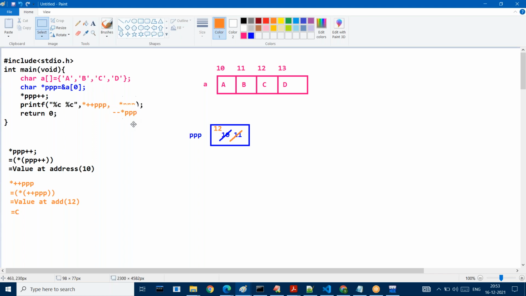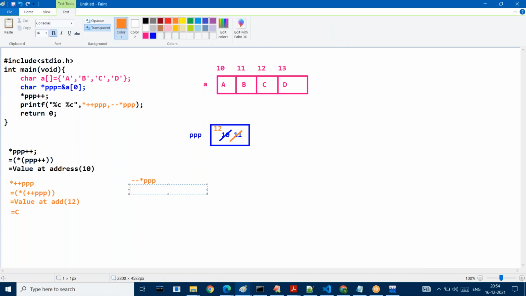Similarly, we have another one: minus minus star PPP. Pre-decrement and pointer indirection star both have the same level of precedence. Then associativity, sir. Associativity is from right to left. Then which part will be bracketized first? This part will be bracketized first, then this part. Right to left.